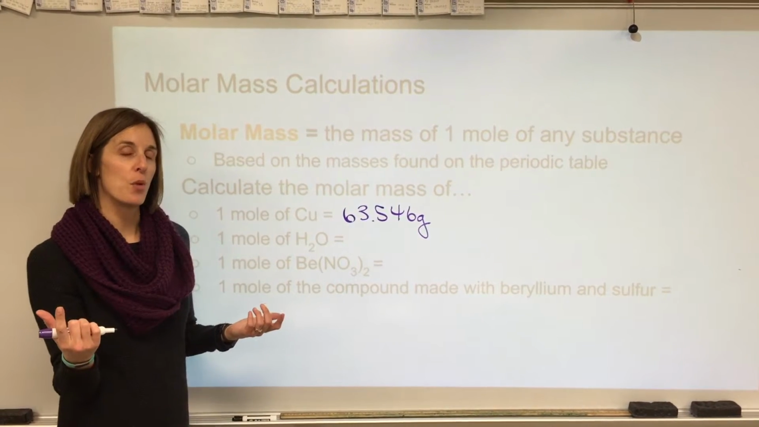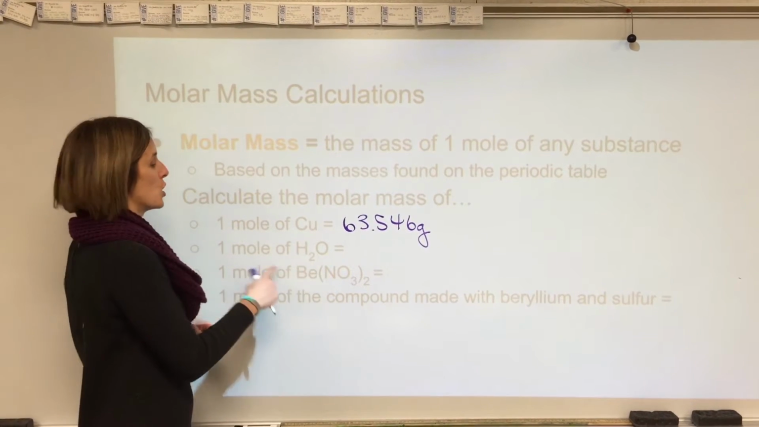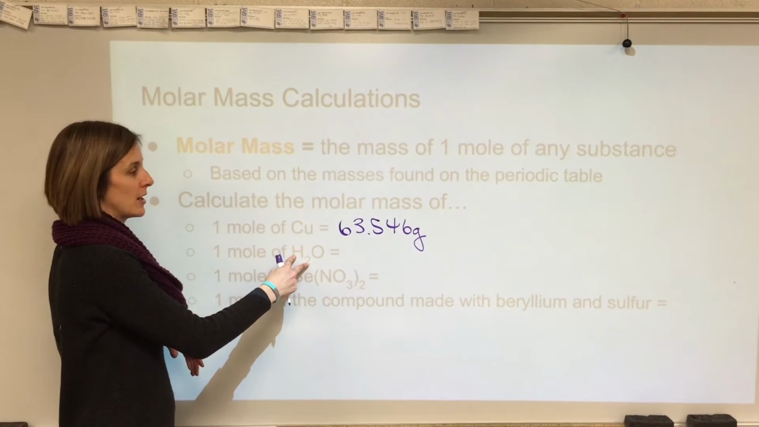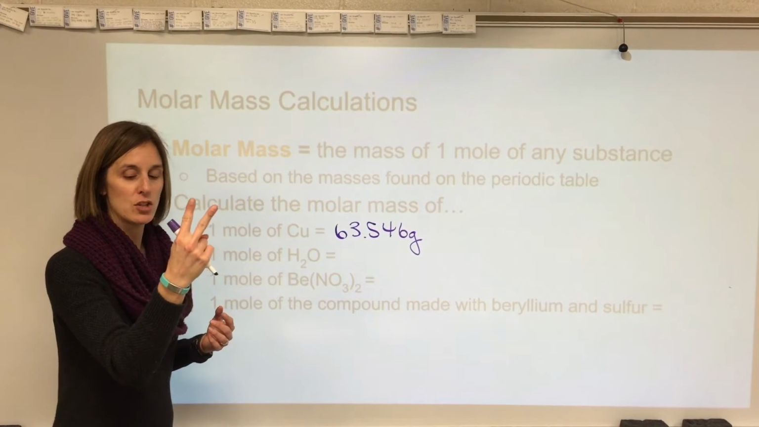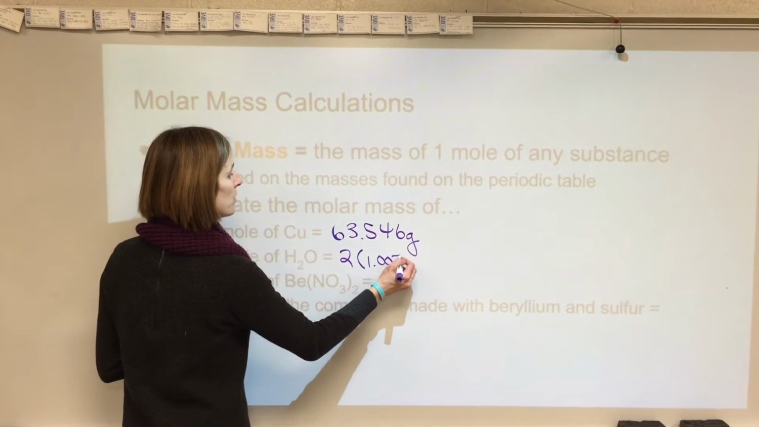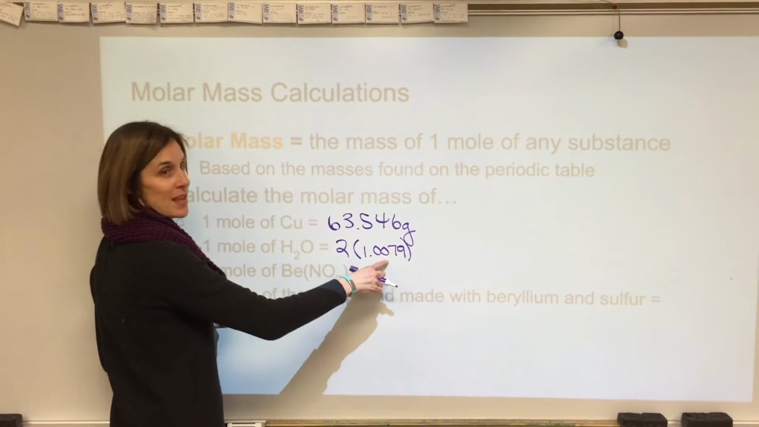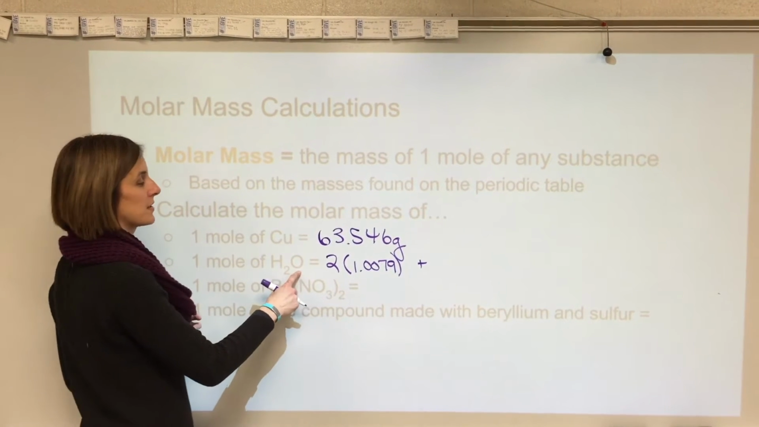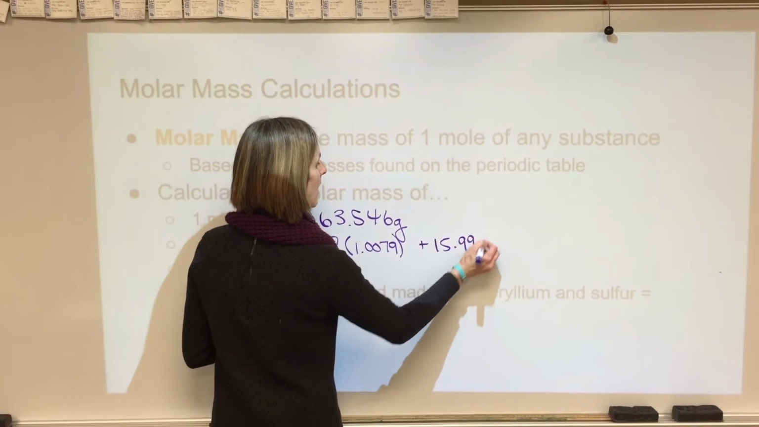All you have to do to figure out the molar mass of a compound is add the masses of each element together. So if I wanted to figure out the molar mass of 1 mole of water, since I have 2 hydrogens, what I'm going to do is take the mass of 1 hydrogen and multiply it by 2. So on my periodic table, I see the mass is 1.0079. So the mass of my hydrogens in water is 2 times that number. I then add it to the mass of my oxygens. Because this compound only has 1 oxygen, I would just add it to 15.999.